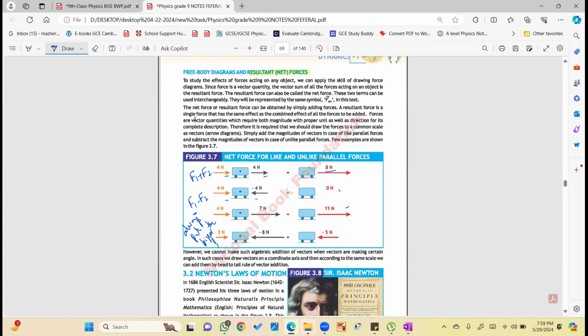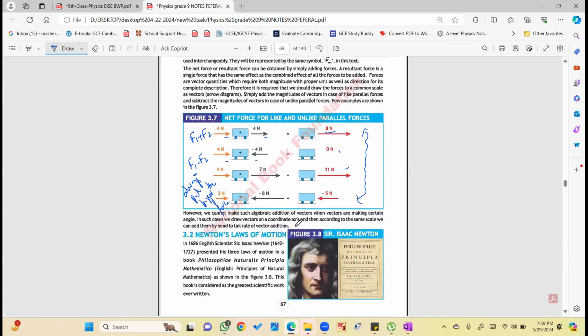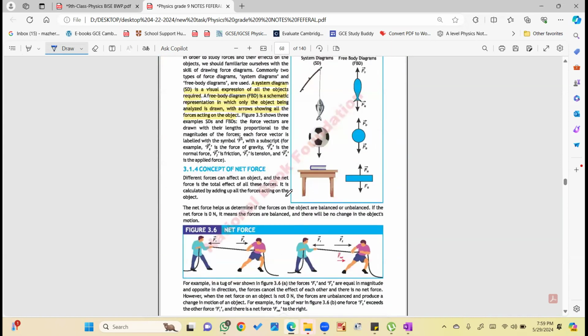Bigger force. The rest of this is written in the theory, so you can read it yourself. So resultant force is the sum of all the forces acting on the object. Yes, we need to memorize the definition of it. We had already studied it with the vector diagram.